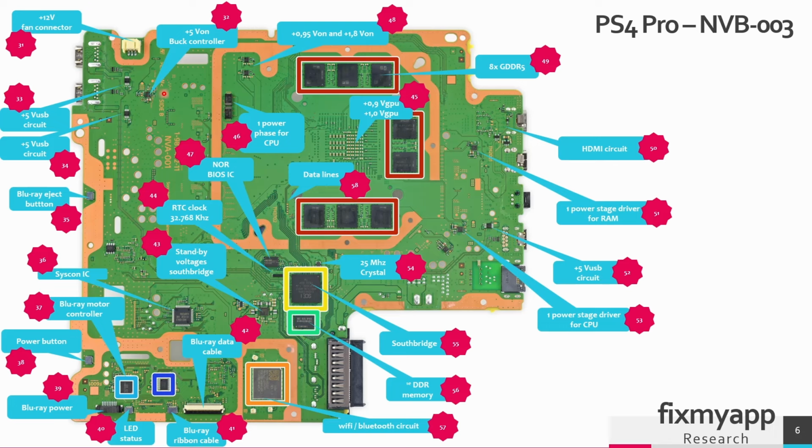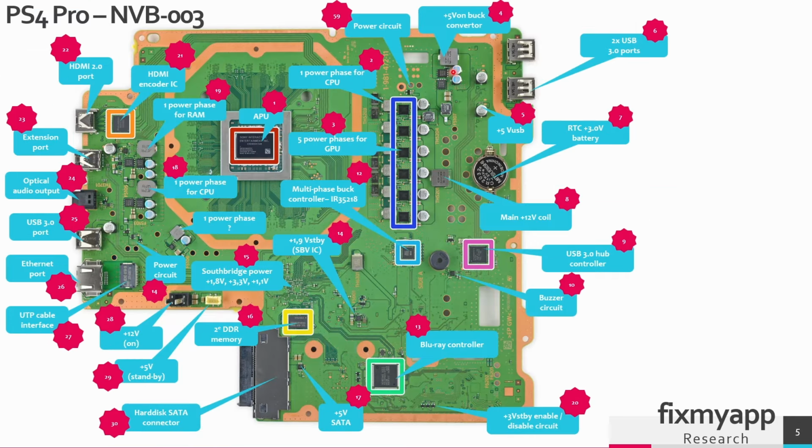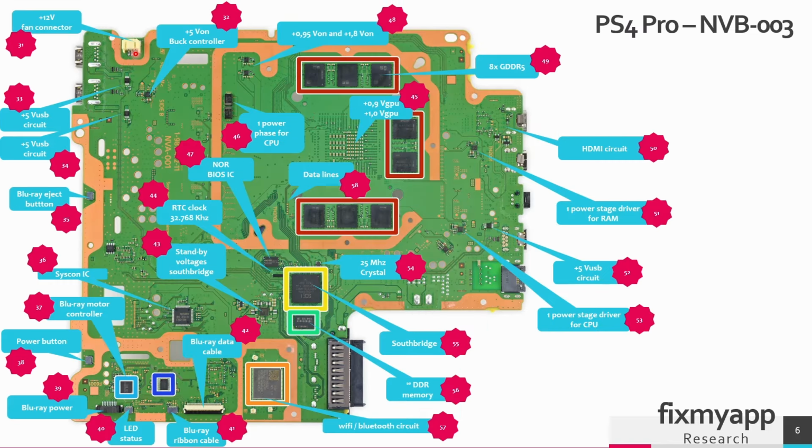This is a power stage driver. It will drive a high side and low side MOSFET. This is the high side and low side MOSFET of the 5 volt power on buck converter. The input of this buck converter is 12 volt, and this 12 volt will be converted into 5 volt. This is the fan connector. The fan connector will provide 12 volt to the fan. It also gets a PWM signal, and most probably the PWM signal will come from the APU. So these components are all located on the bottom side of the mainboard.